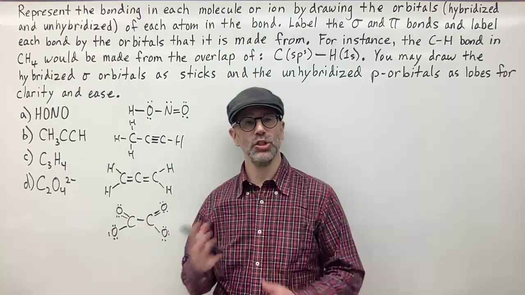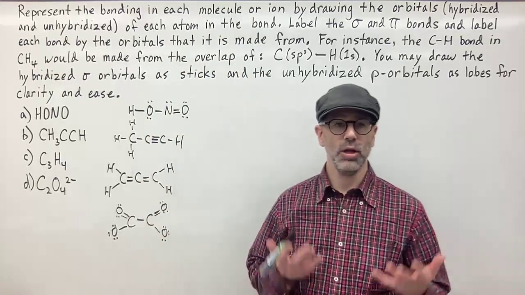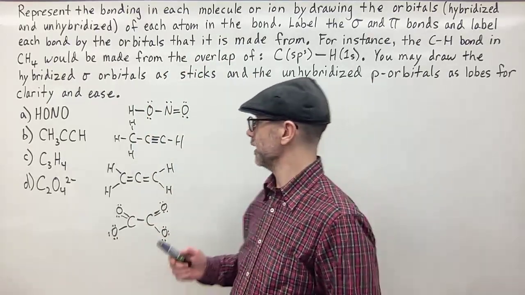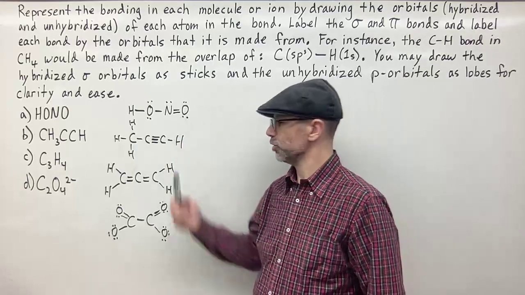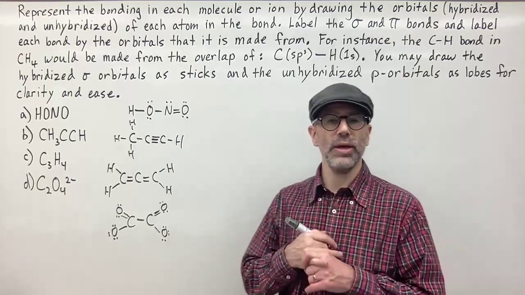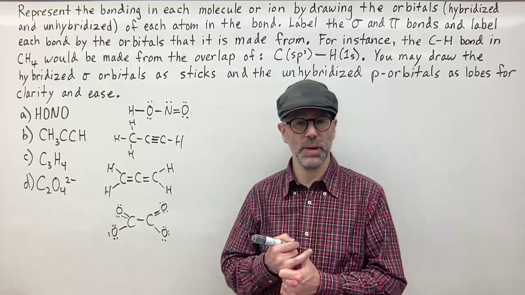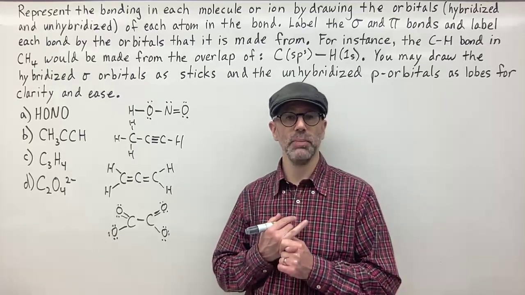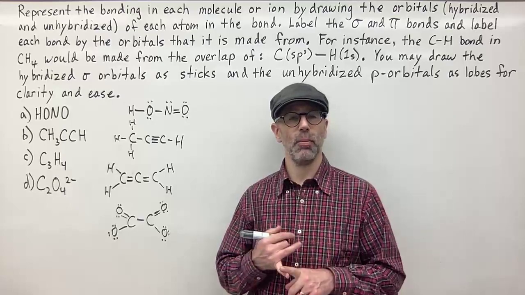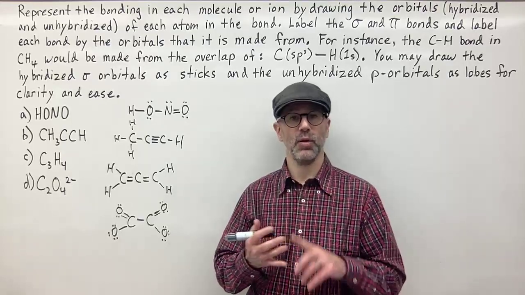So now I can start to draw and label the structures. The thing to keep in mind is whenever you have a double or triple bond, you always have one sigma bond and no more than one sigma bond. The rest of the bonds are going to be pi bonds. So if you have a double bond, you've got 1 sigma and 1 pi.